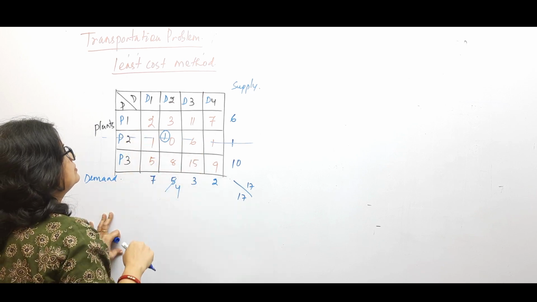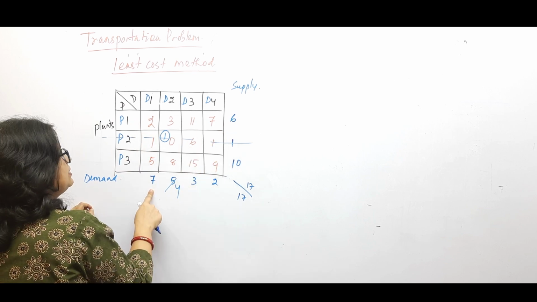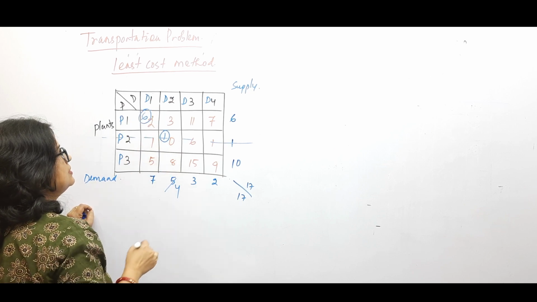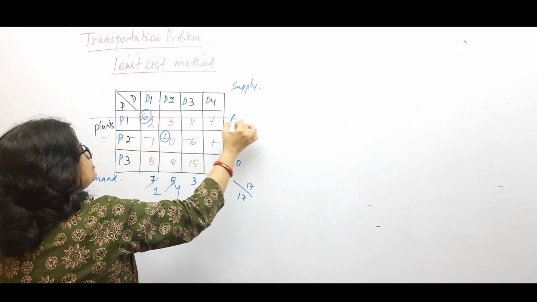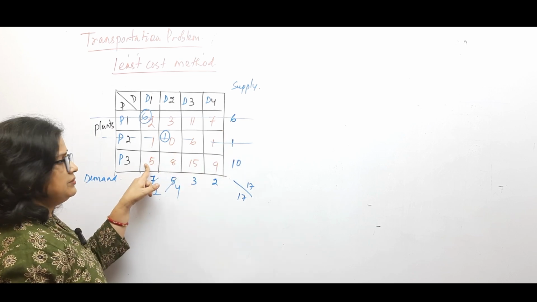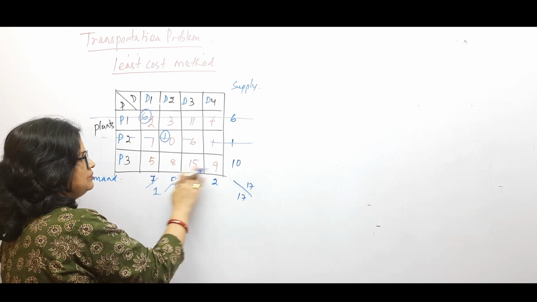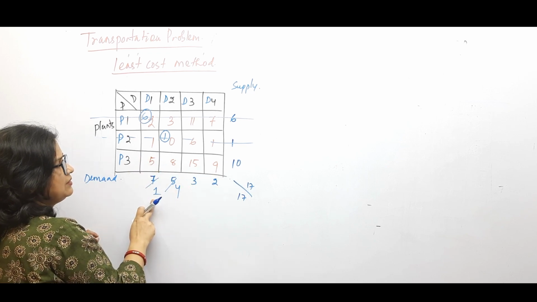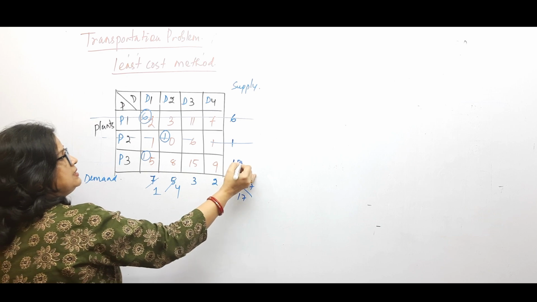We can assign our value to this cost. So 6 here, 7 here. So maximum we can assign 6 here. If we assign 6 here, then this becomes 1. This row is also cancelled because the total supply is fulfilled. Now if you see here, only one row remains. So the least cost is 5. We can assign maximum 1 here because we have 1 here. So if we assign 1 here, then this becomes 9.